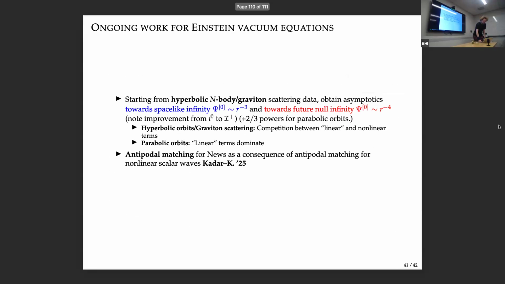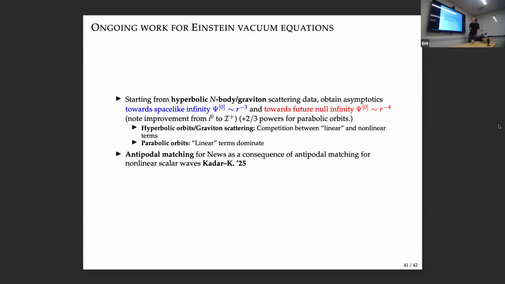And okay, I don't have time for the proof, but I just want to summarize. This is now ongoing work for the Einstein vacuum equations. The Einstein vacuum equations are slightly more than a system of wave equations. There are many other things in it, so we can't directly apply this theorem. But basically, we strongly expect that everything that I said before still holds. So I only wrote down those things in the previous linearized theorem that I expect to be robust for the nonlinear setting. So in particular, I expect that psi naught will decay like r to the minus 3 towards spacelike infinity, and like r to the minus 4 towards future infinity, and that will be conserved for all angular modes.